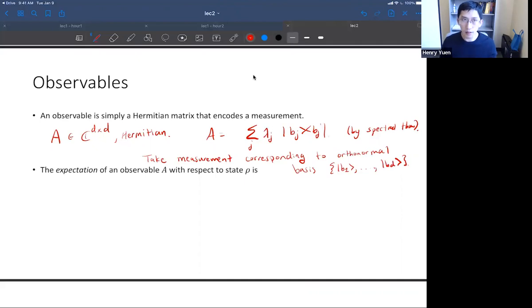What is the point of these lambdas? The lambdas are some kind of weights that you assign to each of the measurement outcomes, right? So think of the following process. You get some quantum state. You measure it in the basis B1 up to BD. And let's say you get some outcome i, like you measured the state Bi. Then what you would output as your outcome is going to be the number lambda j.